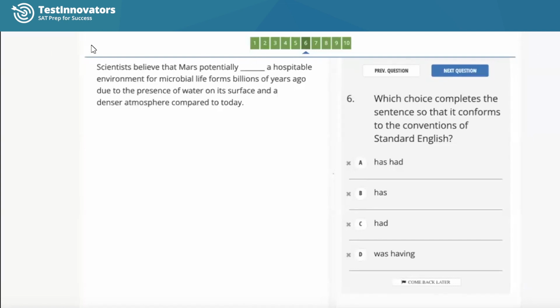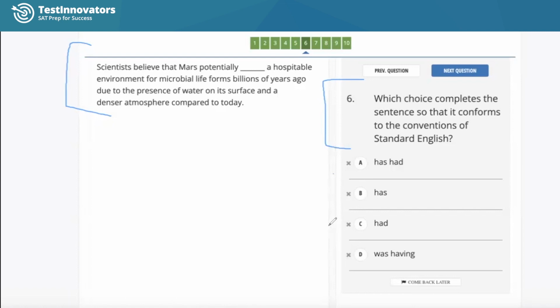Here's the question. Scientists believe that Mars potentially blank a hospitable environment for microbial life forms billions of years ago due to the presence of water on its surface and a denser atmosphere compared to today. Which choice completes the sentence so that it conforms to the conventions of standard English? Choice A, has had. Choice B, has. Choice C, had. Or choice D, was having.